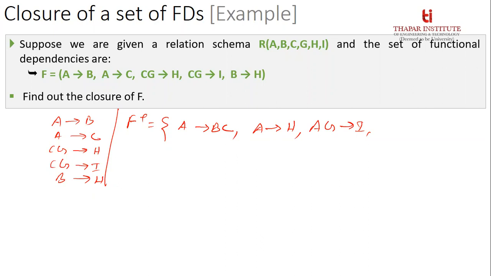हाँ, then any other please. देखो, CG tends to H है, CG tends to I है, then you can also have CG tends to HI होगा? Am I right?